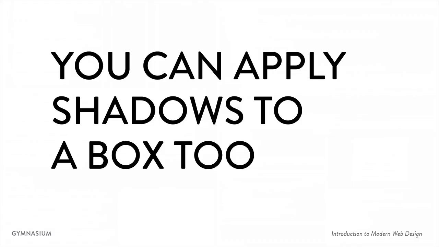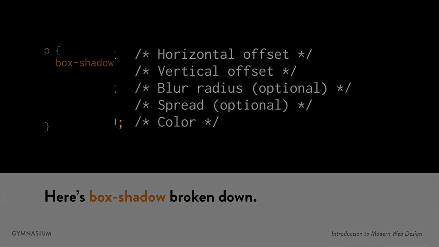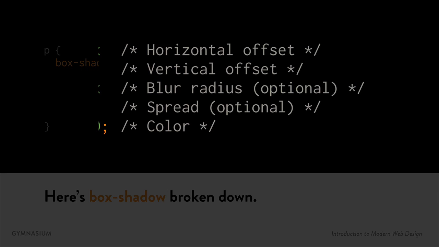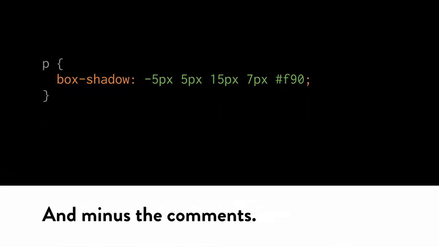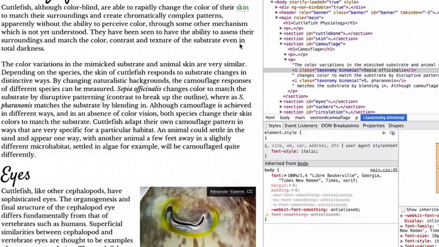Another way we can manipulate the box is actually to apply shadows to it. So this works in much the same way as the text shadow. We have a horizontal offset and a vertical offset. We have a blur radius, but then we have this other optional property called spread, which has to do with how much of the shadow spreads into the blur radius. And then finally, the color of the box shadow. And when we remove all of the comments in there, this is what we end up with. So let's take a look at that one in the browser as well.